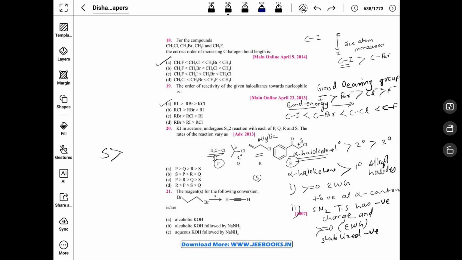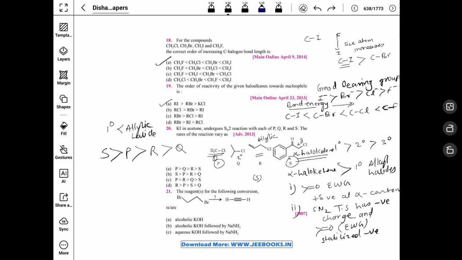Look, it is very interesting. If you have primary alkyl halides, then for sure allylic will be more reactive. Allylic halide will be more reactive, but you have zero directly connected to this, so that's why P is more reactive than allylic halides. And secondary is of course coming at the end.